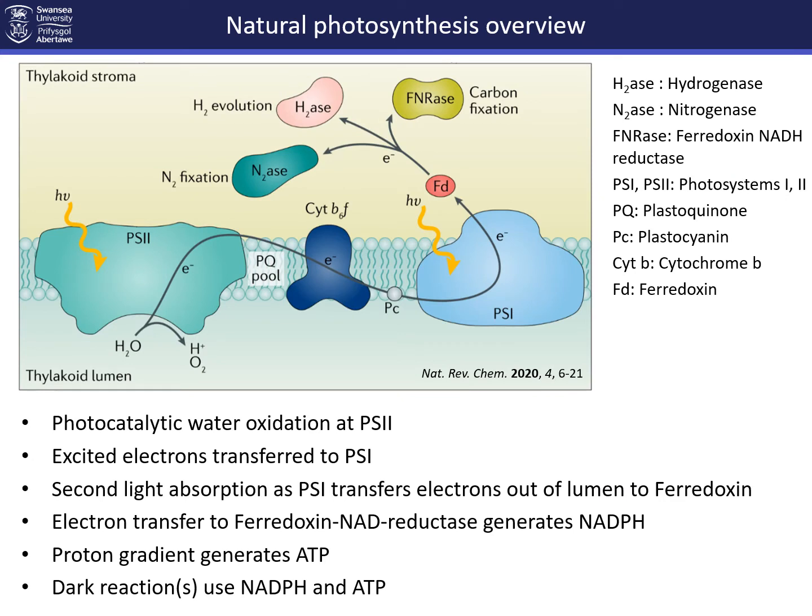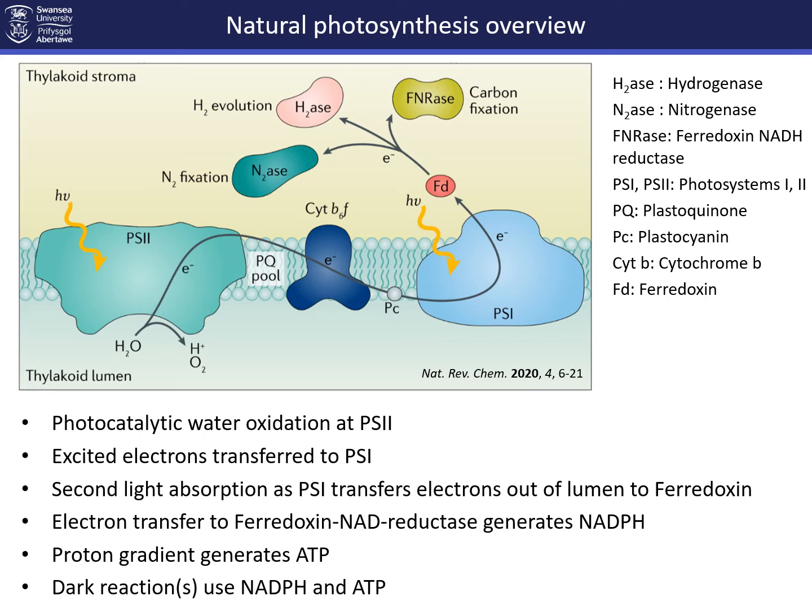Right, before I go into detail of the artificial systems, I just want to briefly recap on the natural photosynthesis. Natural photosynthesis is quite a complex multi-component system, but it has some interesting features that are a good inspiration for artificial photosynthesis. Main thing is we've got two light absorbing centers, PS1, photosystem 1, and PS2, photosystem 2.